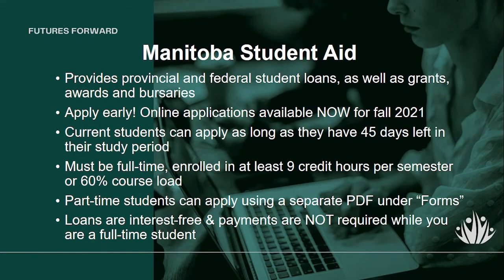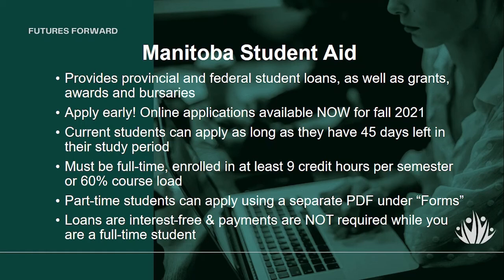So with Manitoba Student Aid, what it is, it provides provincial and federal student loans as well as grants, awards, and other bursaries. So it's good to apply early to these Manitoba Student Aids. Online applications are available now for fall 2021. Usually Manitoba Student Aid applications become available a couple months before you start your term, fall term or winter term. Always double check on their websites to see when you can fill out an application.